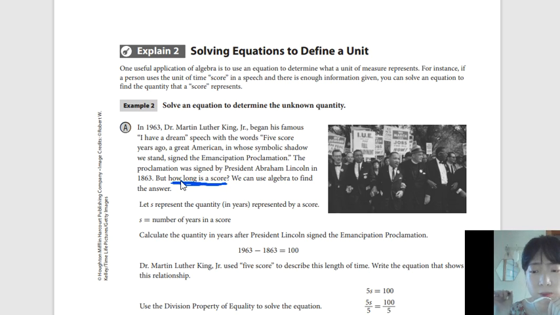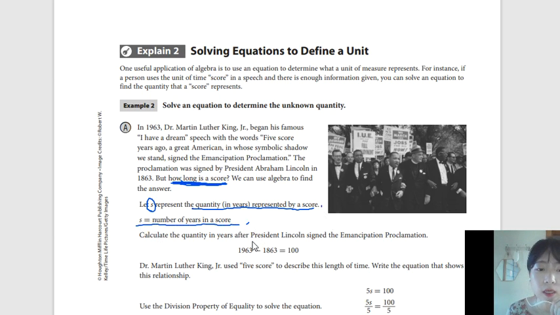In order to understand the speech, you can use math to understand how long a score he means in this context. So we're going to let a variable represent the unknown. What do we not know right now? The quantity represented by a score. So we're going to let s, you can pick any letter, but we're going to pick s here. Let s represent the quantity in years represented by a score. So s is equal to the number of years in a score.